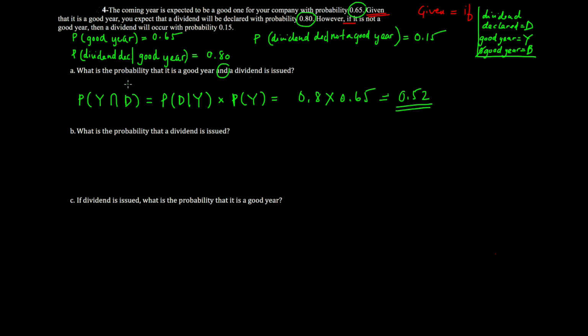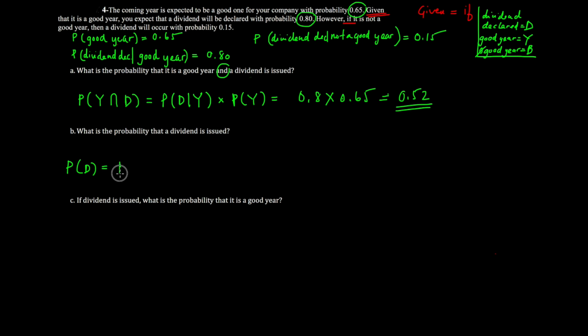So now let's move on to part B. In part B, they tell us, what is the probability that a dividend is issued? So what is it that we're looking for? We agree that we're looking for the probability of a dividend being issued. So probability of D, right?